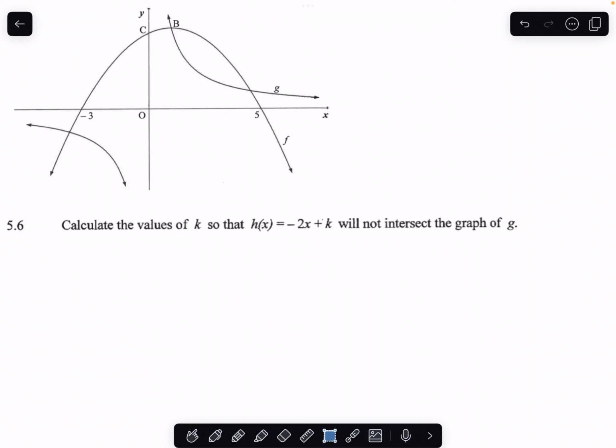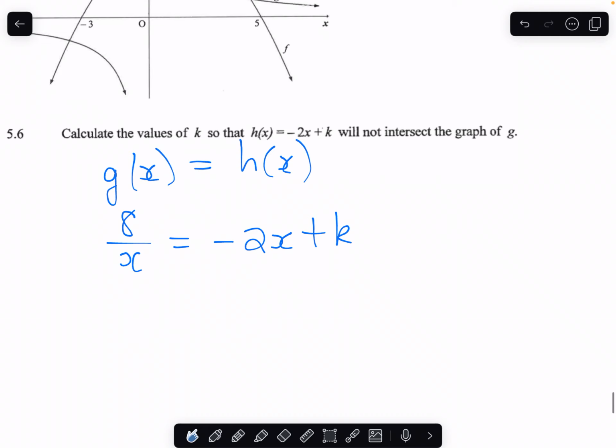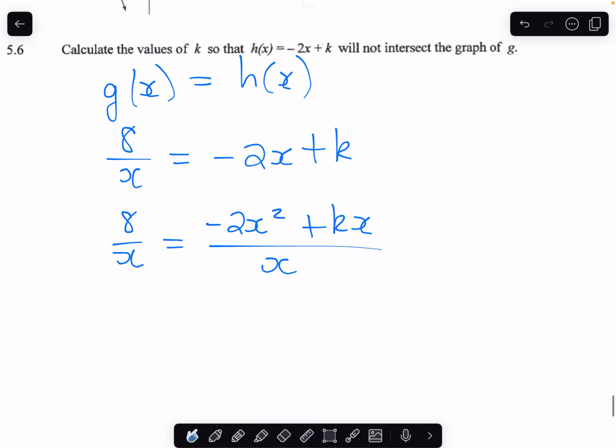Okay, so in order to find the intersection between g of x and h of x, we equate the two. So g of x we know is 8 over x, h of x is negative 2x plus k. And this is the same as 8 over x is equal to negative 2x plus k. Okay, we're going to put this over x as well, so we're going to times by x, top and bottom. So of course, a restriction on the equation is that x can't be 0.